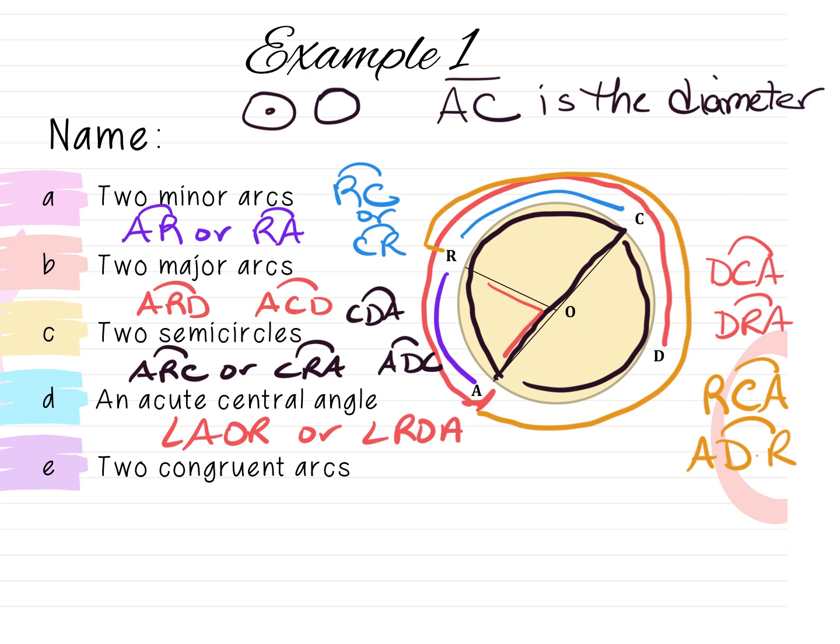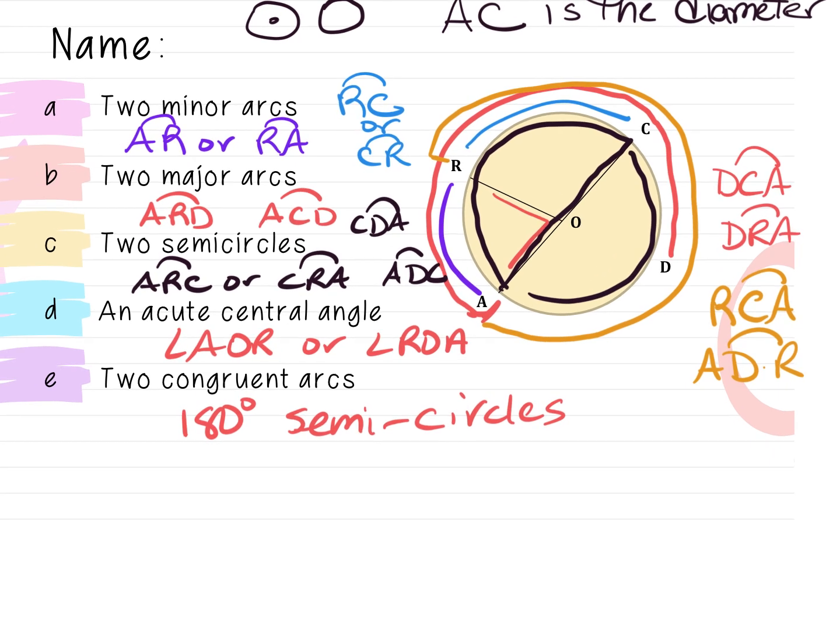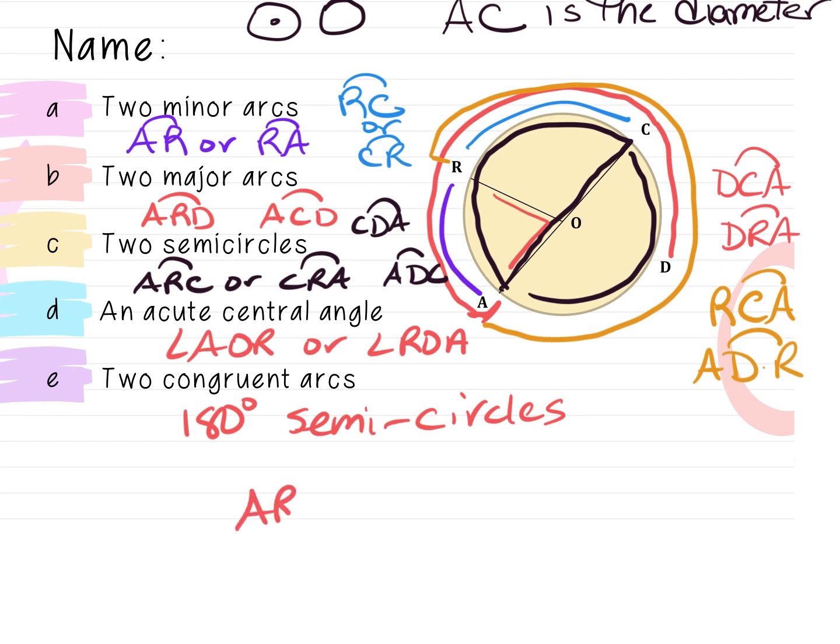And the only congruent arcs I know for sure are going to be the 180, the semicircles. And I've already named those. So my two congruent arcs are going to be ARC and ADC. And again, you could go in reverse and call it CRA or CDA. But the only ones we know for sure, because we were given that AC was a diameter, are those semicircle arcs.